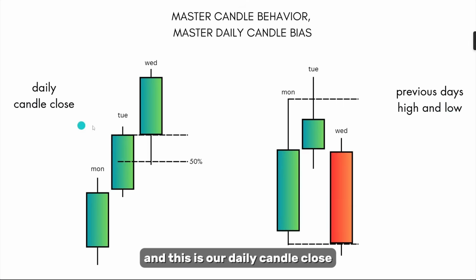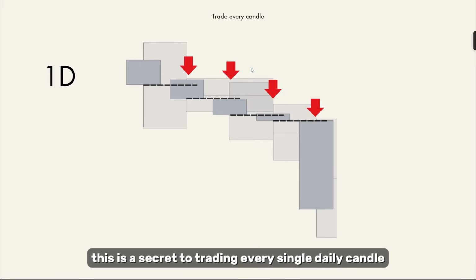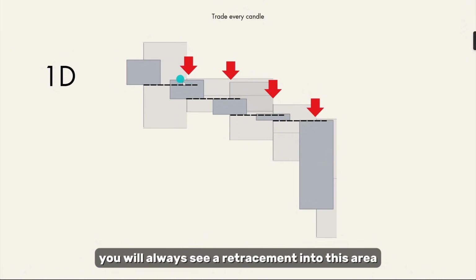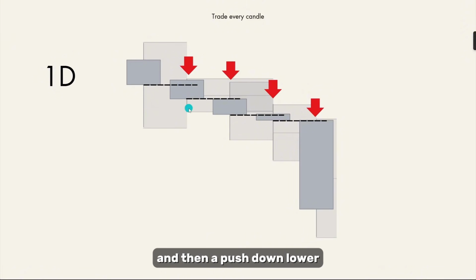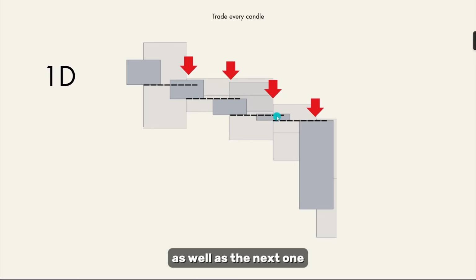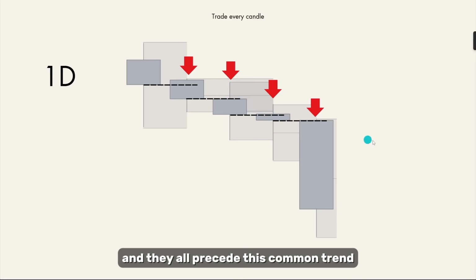And this is our daily candle close. This is a secret to trading every single daily candle with consistency. As you can see right here, at the closing price, you will always see a retracement into this area and then a push down lower for a bearish scenario. And with this one right here, we have that wick up and then a push down lower, as well as the next one, and they all precede this common trend.